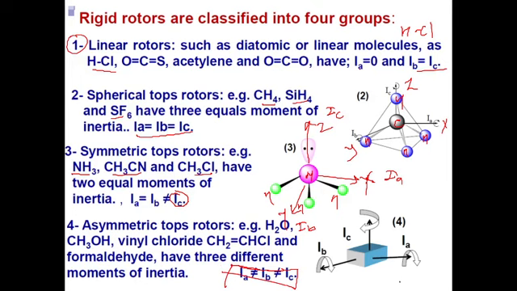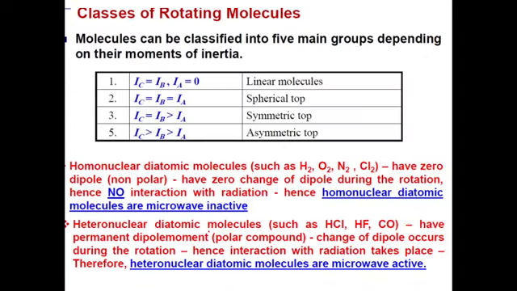Here you can see in this structure, whenever you rotate this molecule, IA is different to IB and IB is different to IC. This type of molecule is called an asymmetric top rotor. And you have to remember the examples of all these rotors: linear rotor, spherical rotor, symmetric rotor, and the asymmetric rotor. This is very important. What is the condition for each? First, linear molecule. What is the condition for a linear molecule?